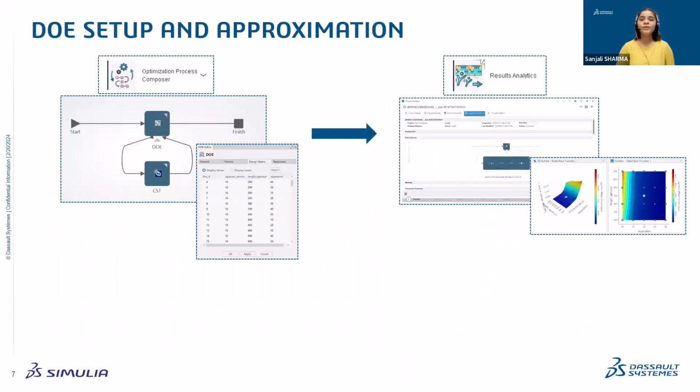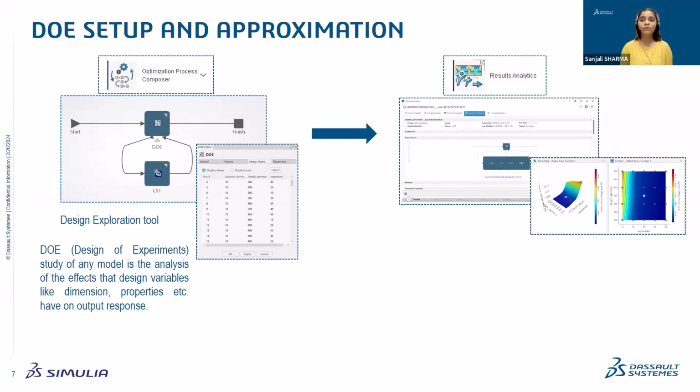So the next step would be the DOE, which is design of experiment setup, and the approximation. In the optimization process composer app of the 3D Experience platform, it offers us design exploration tools where we can use the design of experiment tool to study the effect of all the inputs like the aggressor length, separation, and aggressor load on the output of our model. Here we use the CST model and create a loop where with each run, a set of inputs is applied to the model and we get a set of outputs corresponding to that set of inputs.